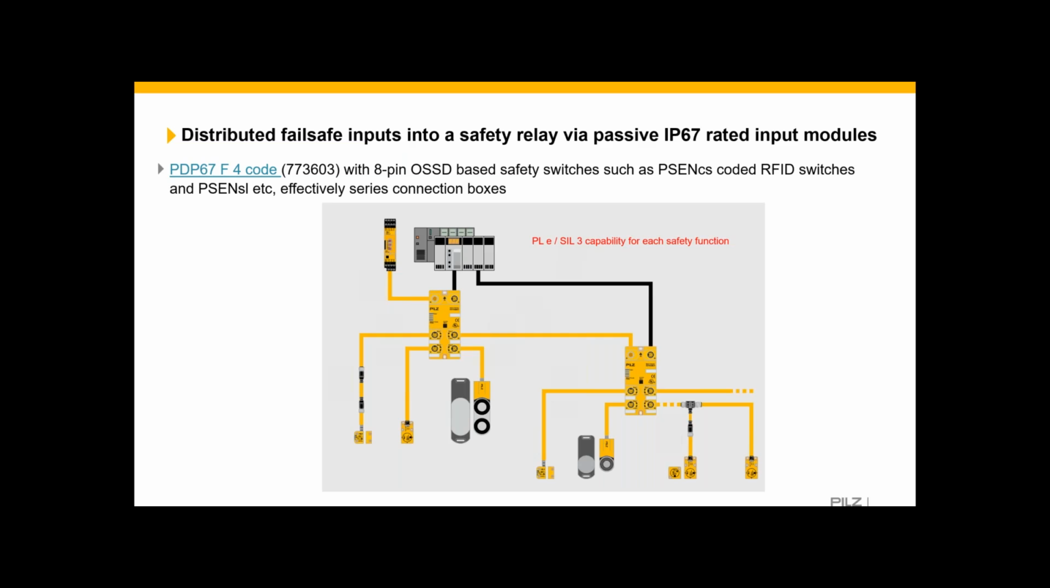We can also look at distributed fail-safe inputs. You can distribute fail-safe inputs into a safety relay via passive IP67 rated input modules, and we do this with the PILT PDP 60 up with a PDP 67 unit, and that operates with an 8-pin OSSD based architecture. So you can use switches such as our magnetic PSEN S2 into a guard locking interlock.